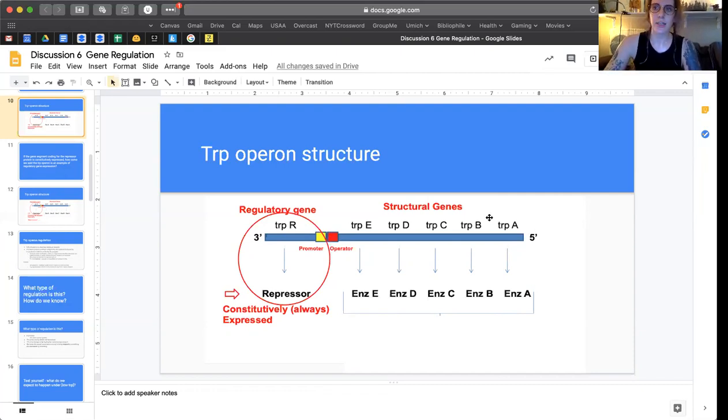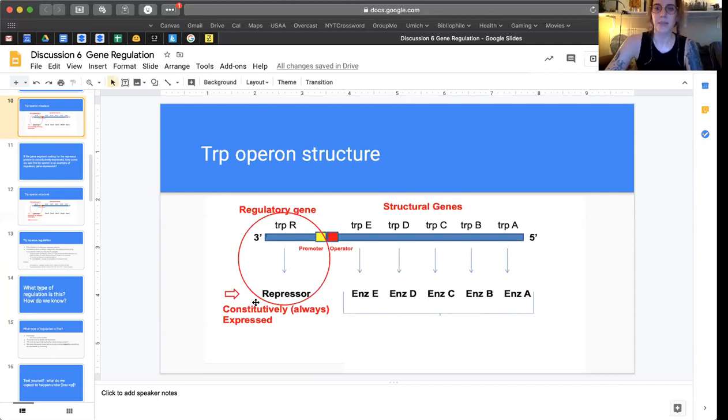Now, something that is interesting here is that this TRP-R is going to be constitutively expressed. So this repressor protein is always going to be made. But we just said that the TRP operon is a really good example of how regulatory gene expression works, not constitutive.